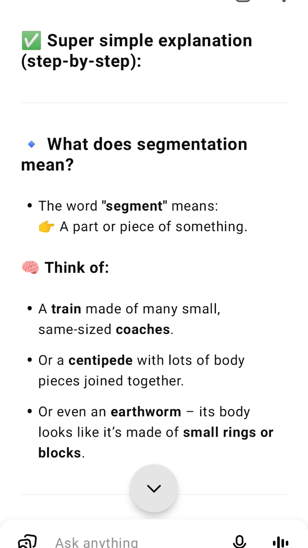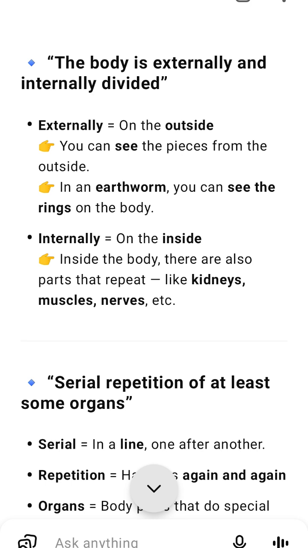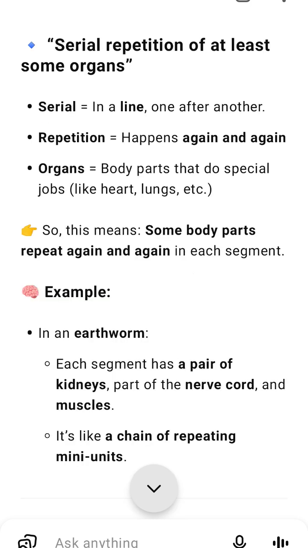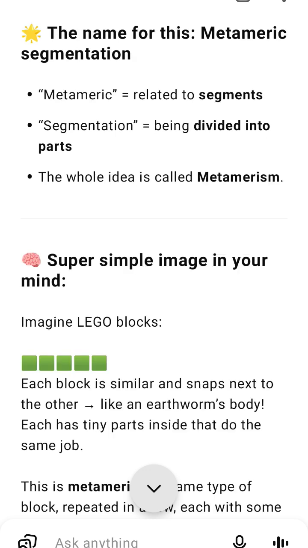Example: earthworm. It looks like it's made of rings stacked together. Inside each ring, it has parts like nerves and kidneys that repeat again and again. This kind of design helps the animal move better and also survive damage. If one segment gets hurt, others can still work.